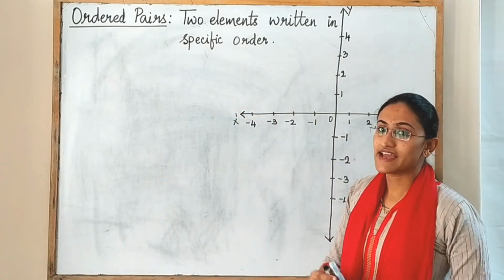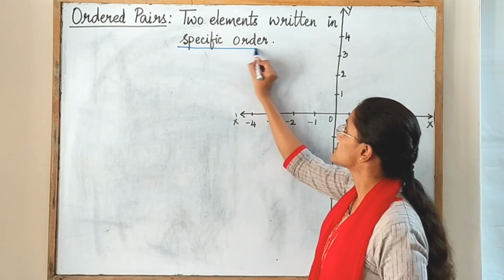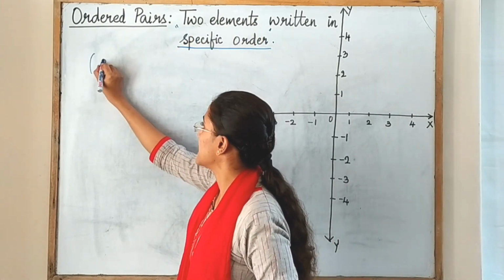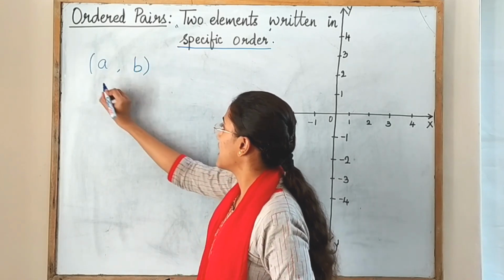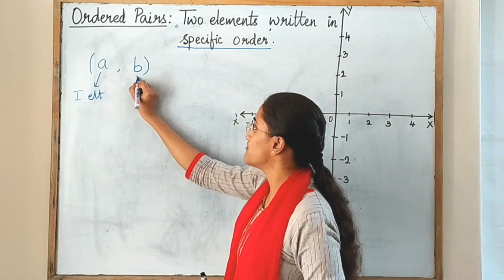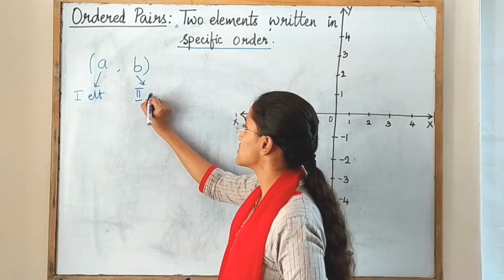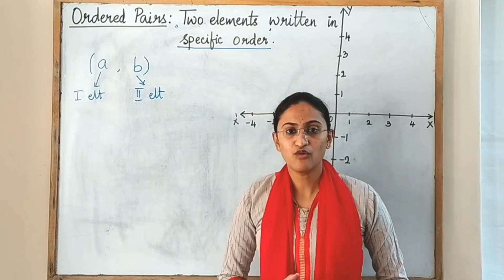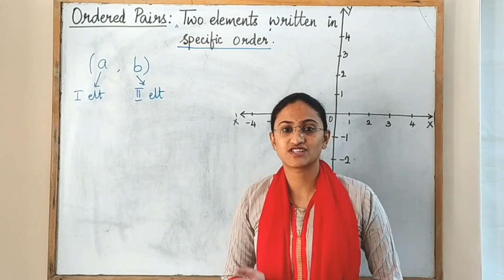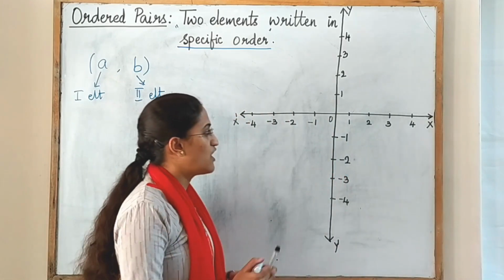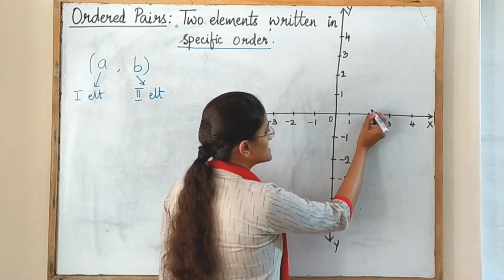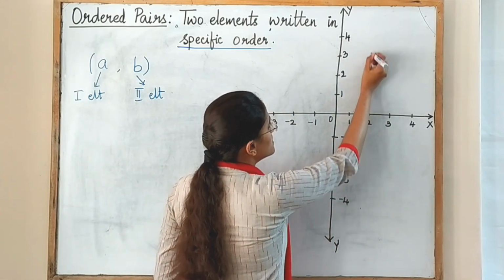Two elements written in a specific order is nothing but an ordered pair, and we denote an ordered pair like this, where A is the first element of the ordered pair and B is the second element of the ordered pair. Now, we shall use a Cartesian plane, which helps us understand ordered pairs very clearly. Now, I wish to mark a point on this Cartesian plane. Okay, let us consider the point (2, 3).